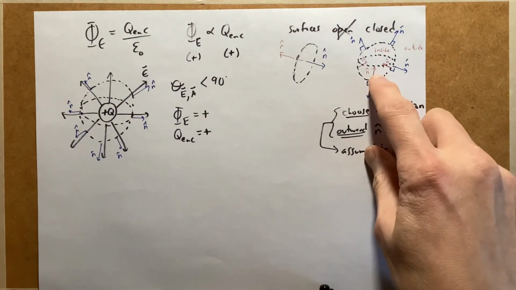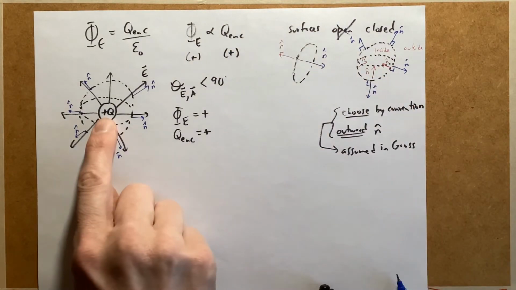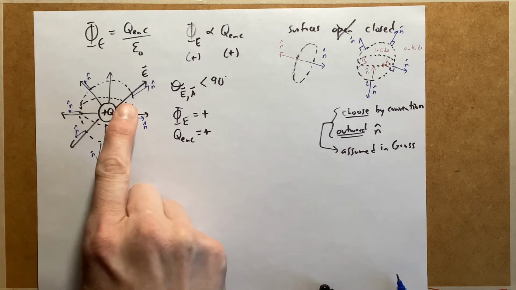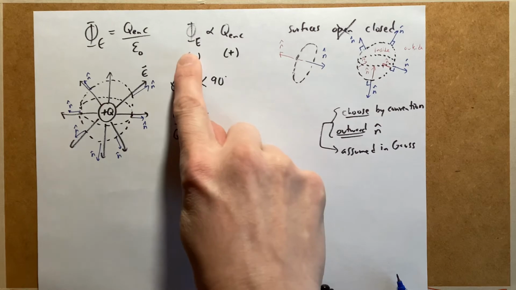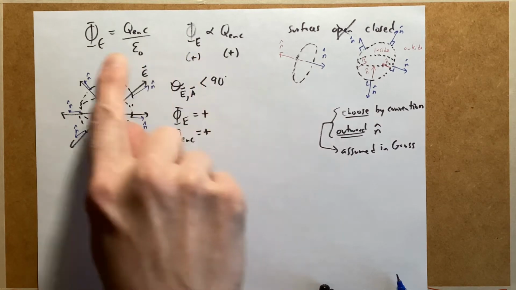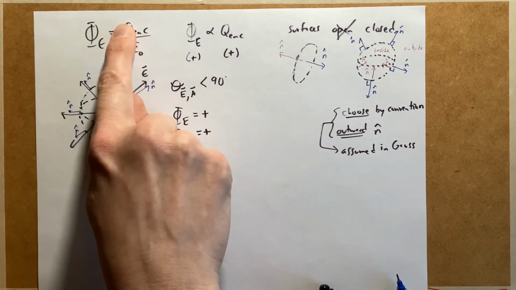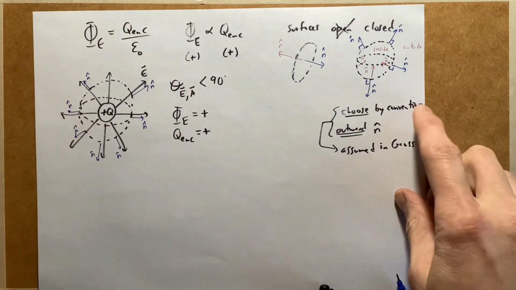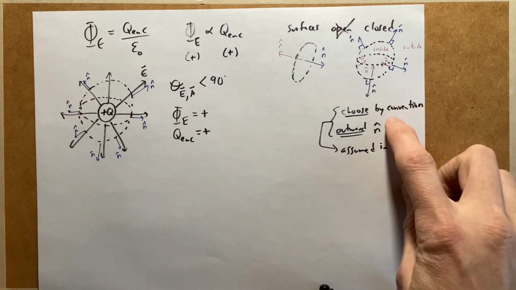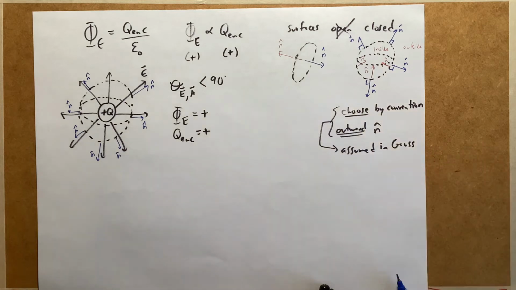If you chose the inward-facing normal, then a positive charge would get you negative flux. So you can see the formula doesn't work, right? Positive charge enclosed, negative flux. You could modify the formula by putting an extra minus sign in there, but let's use Gauss's law as it's used by everybody, where by convention the outward normal is already assumed.